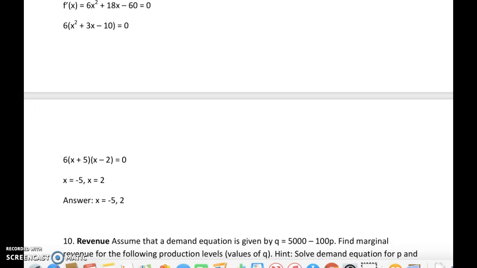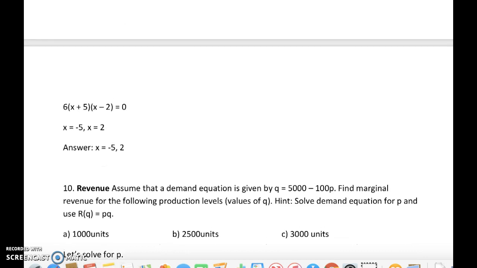Let's go ahead and look at an application problem based off of this concept. So here we have a revenue, and we're assuming a demand equation is given by Q is equal to 5,000 minus 100p. We want to find the marginal revenue for the following production levels, which are the values of Q. And we want to solve the demand equation for P and use R of Q is equal to P times Q. We're going to use 1,000 units, 2,500 units, and 3,000 units.